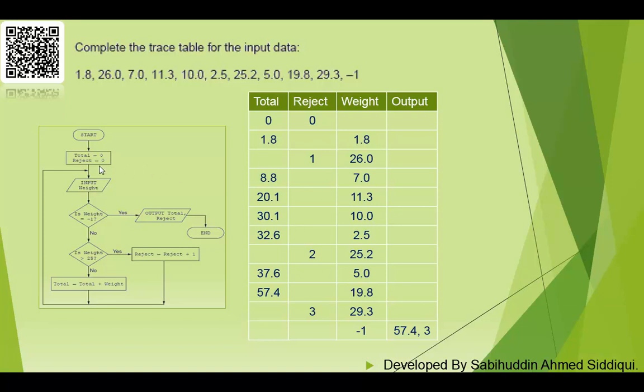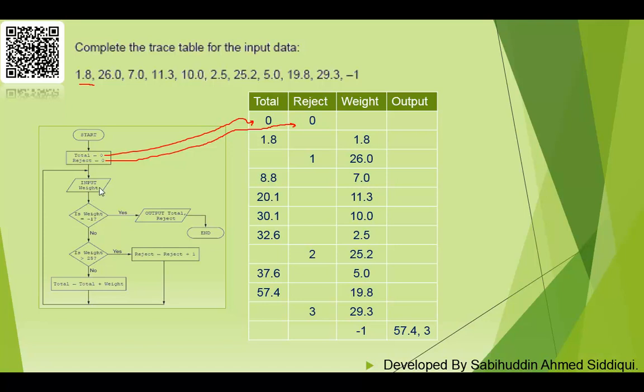Now I have tried to associate this flowchart with this trace table. So you can see the values which I have. The first value is 1.8 and the total is 0. You can see the total is 0 here, right? And the reject is here, it is kept 0. You can see the total and reject columns here.